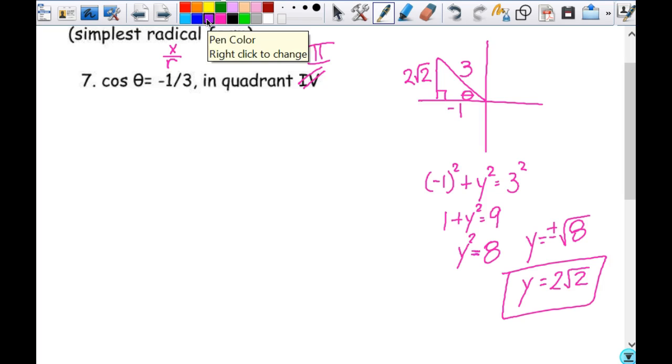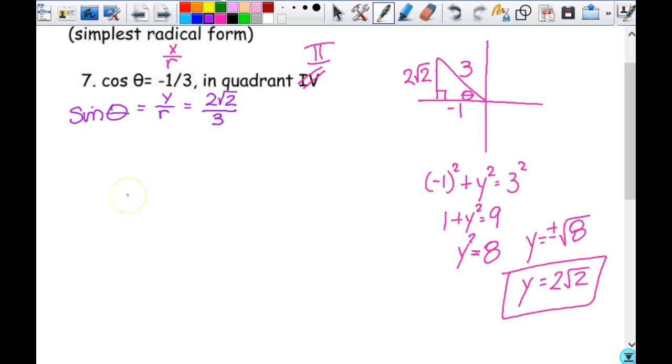All right. And so now I've got to find the other 5. So I have cosine. I need sine. So the sine of theta is y over r. And so my y is 2 square root of 2. My r is 3. Can I reduce that? Nope. That's sine theta. I already have cosine theta. You don't always have to go in order, but consistency is good.